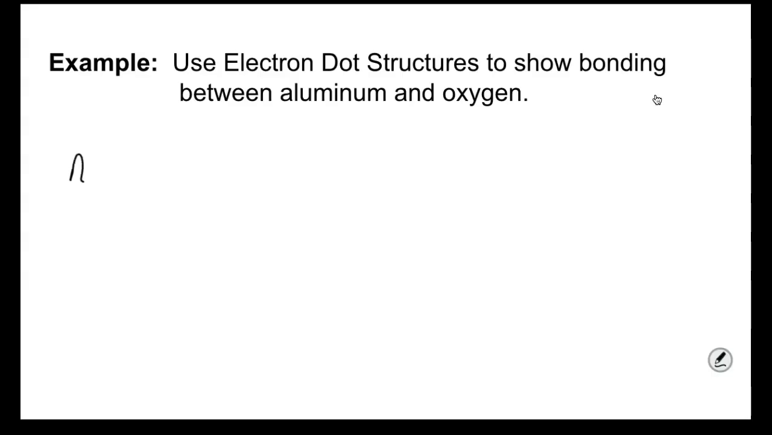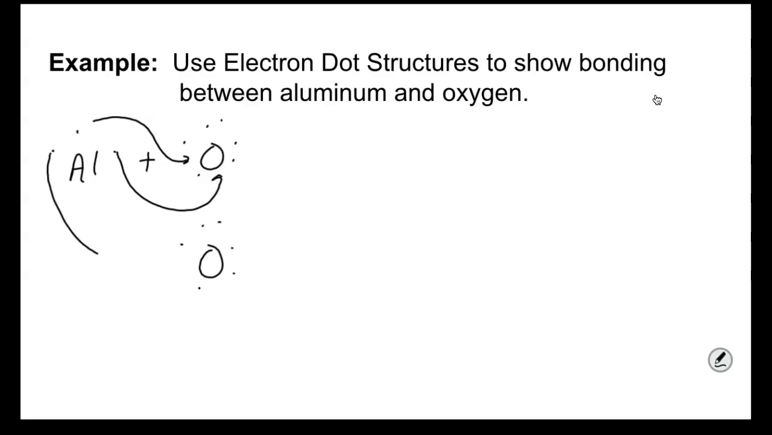We've got aluminum, and aluminum with 3 dots, 3 valence electrons, plus oxygen with its 6 valence electrons. And aluminum, if we take a look, can only give 2 away to this oxygen. So what we do is we add another oxygen with its 6 dots. And this dot can go right here, that valence electron. But the oxygen still needs 1 valence electron to be stable.